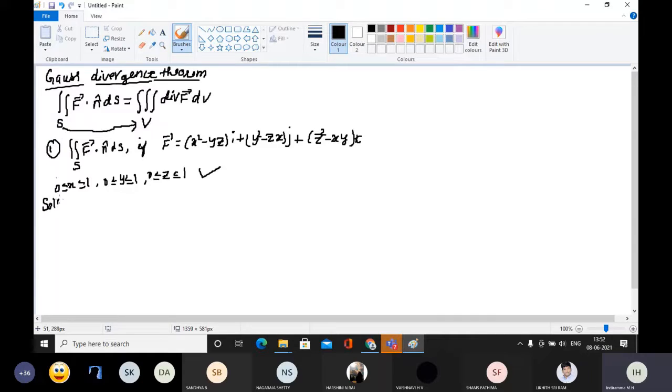So here they are given a surface integral to evaluate using Gauss divergence theorem. Suppose instead of saying that, if they directly say evaluate, we have to use only the double integral. Since they specified use Gauss divergence theorem, instead of the double integral on the LHS we evaluate the triple integral. Is that clear?